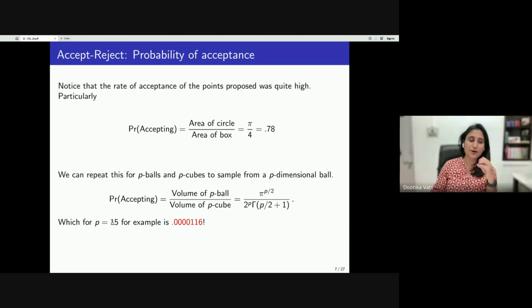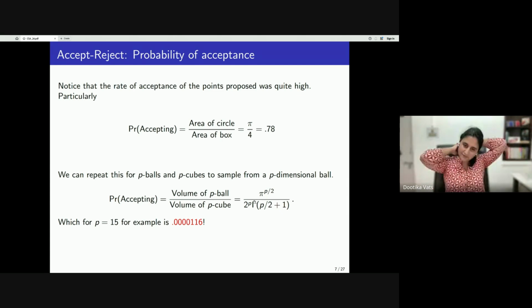So then the probability of accepting in the general p dimensions turns out to be, with the same logic, the volume of the p-dimensional ball divided by the volume of the p-dimensional cube, which I will not let you do mental maths on, which just basically turns out to be this, where this over here is what is called the gamma function.